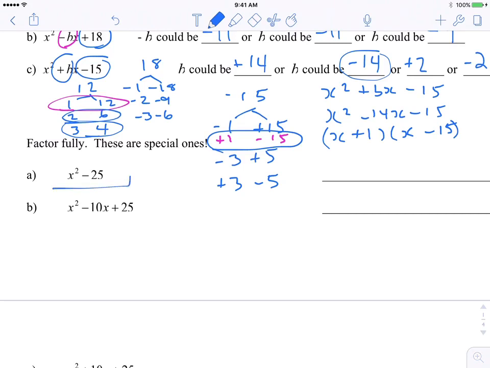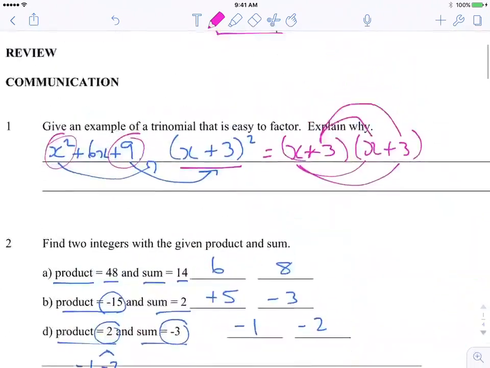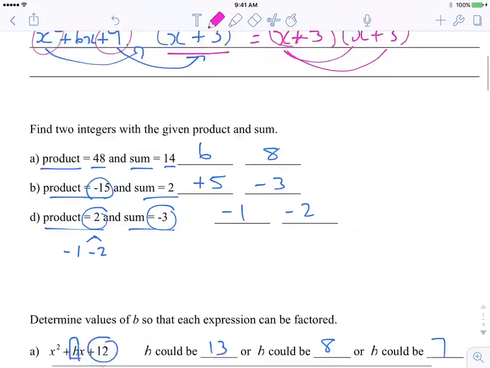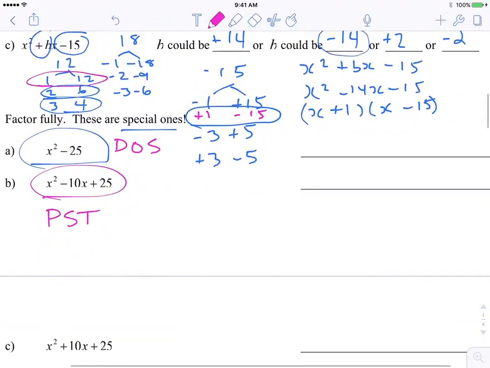Okay, x squared minus 25 is a special case. That's why it says these are special ones. You should recognize that as a difference of squares. This here is a perfect square trinomial. And I gave you an example of that way up at the top when I had asked for an example of a trinomial that's easy to factor. I purposely chose a perfect square trinomial.